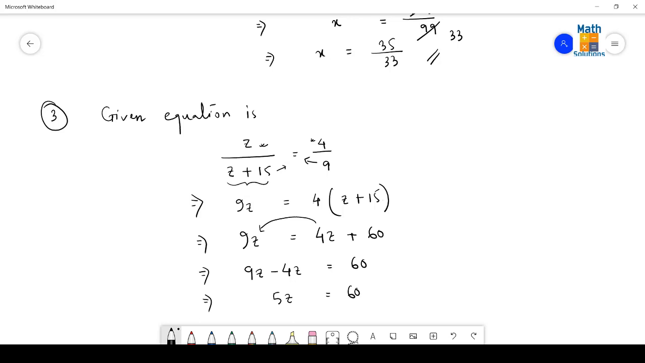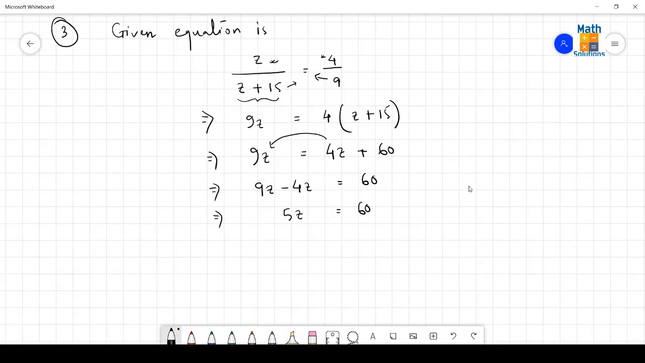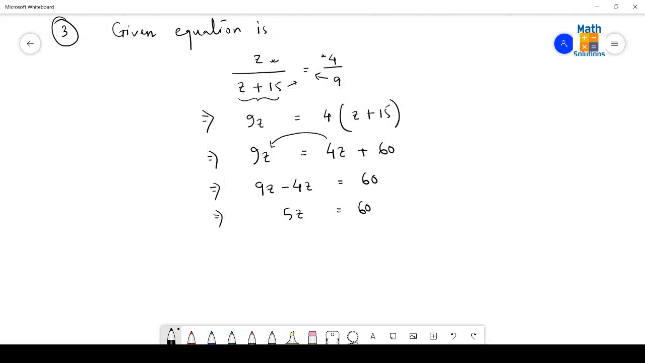So in the next step, what do we do? We have to make z independent of 5. Therefore both the sides are to be divided by 5. So in this case only z will be left. Then 60 divided by 5. So after division we get the result for z as 12. This is the answer for this question.